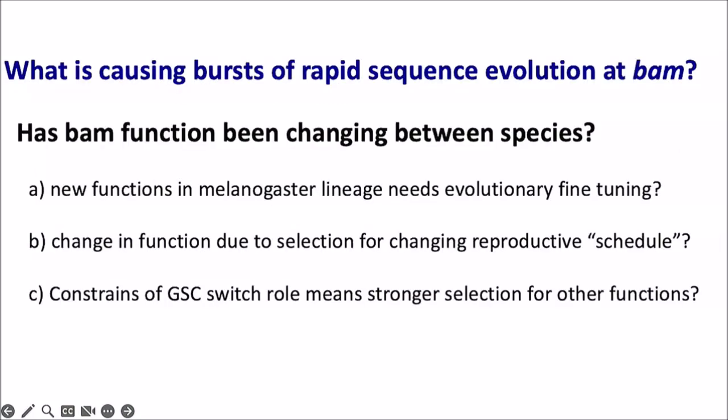So anyway, it raises the question of what is actually causing this burst of rapid selection at BAM. One of the questions is, has BAM function been changing between species? Again, we've often been in the mindset that we study function in one key model species, and it's likely to function in the same way in all these other species. Well, that might not be true. Maybe there are functions in certain lineages that need evolutionary fine tuning, and so there's strong selection going on there. That may be what's giving rise to our patterns of bursts of positive selection.